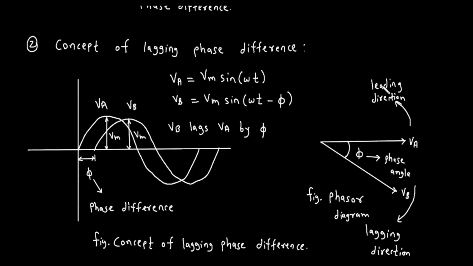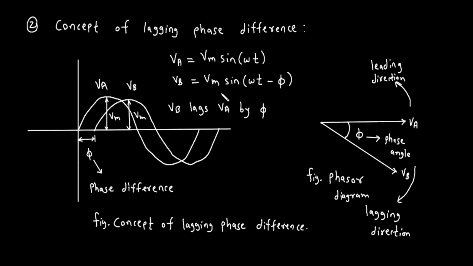The concept of lagging phase difference. Now, let's move down to the second section, labeled with a number 2. This section explains the concept of lagging phase difference. You'll see that it's the direct opposite of what we just learned. Again, let's start with the waveform diagram on the left. The axes are the same, time or angle on the horizontal, and voltage on the vertical. We have our two waves again, V sub A and V sub B.